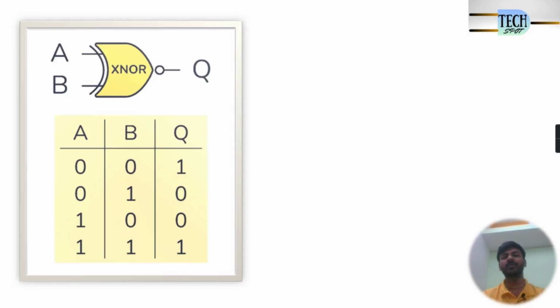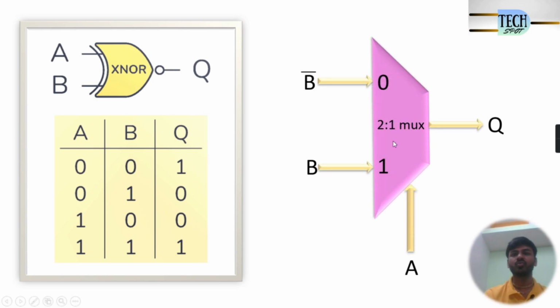So now we are going to implement XNOR gate by using 2:1 mux. You can see the truth table of XNOR gate. What it tells, if both inputs are same, the output is high, otherwise output is low. Okay, so to implement this XNOR gate, we'll draw 2:1 mux. You can see the 2:1 mux. Here I have selected input A as a select line for this 2:1 mux.